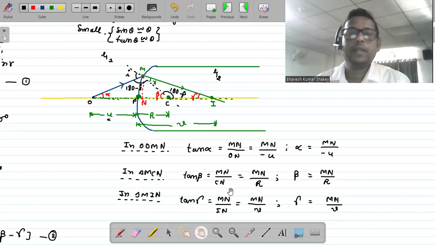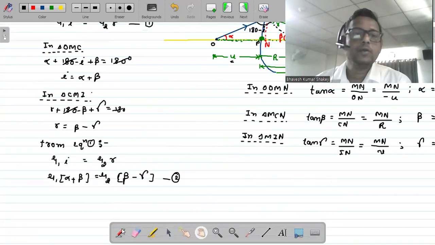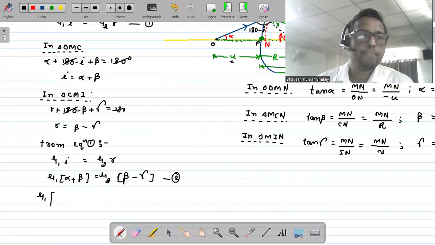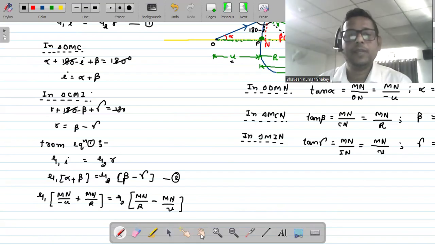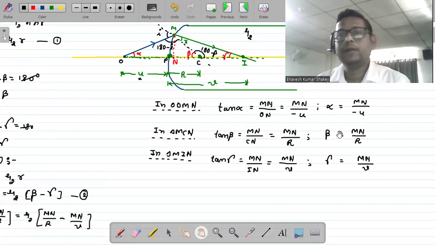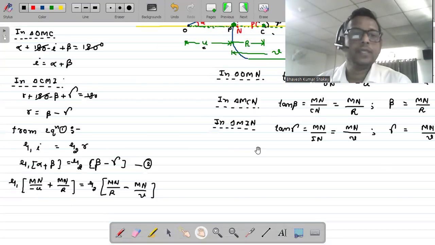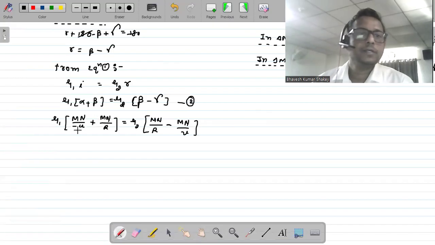The values of alpha, beta, and gamma we just put in our equation number 2. So from equation number 2, mu1 times alpha, which is MN divided by minus u, plus beta, which is MN divided by R, is equal to mu2 times beta, which is MN divided by R, minus gamma, which is MN divided by V. All these values we get from here: alpha is MN by minus u, beta is MN by R, and gamma is MN by V. So let's simplify this. We cancel out MN.